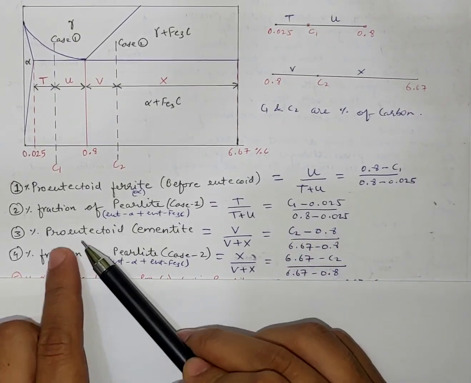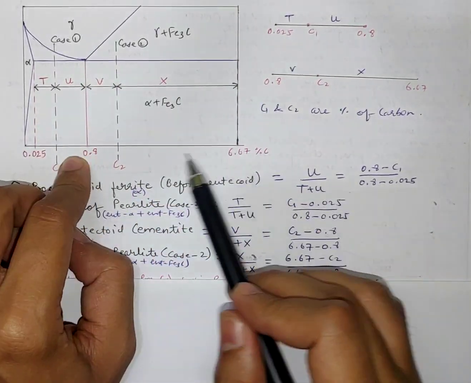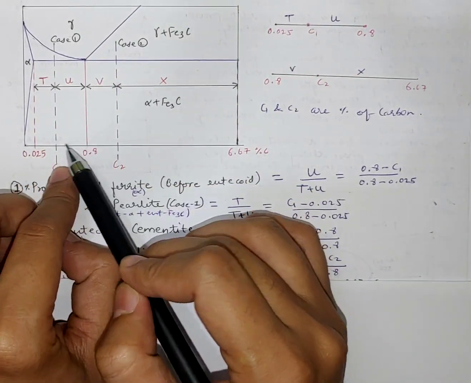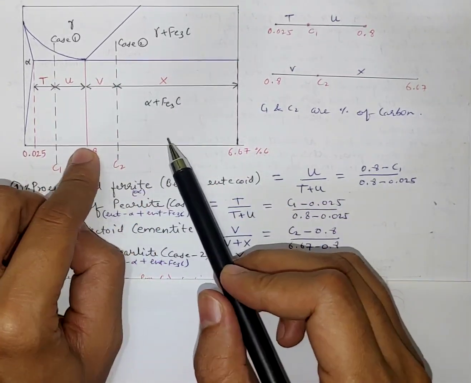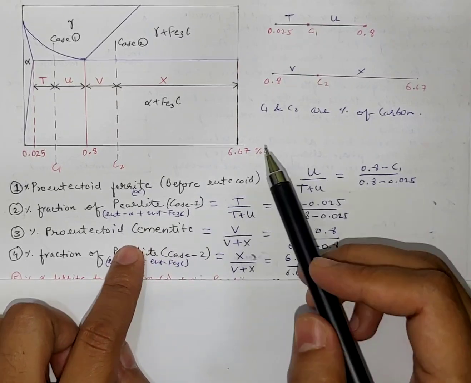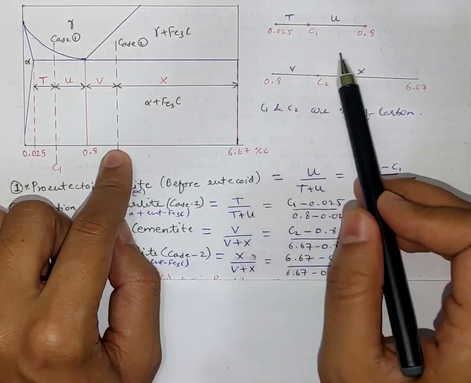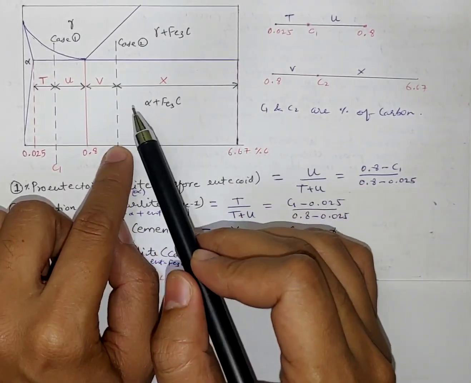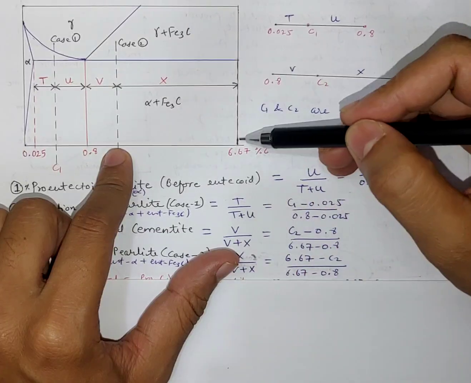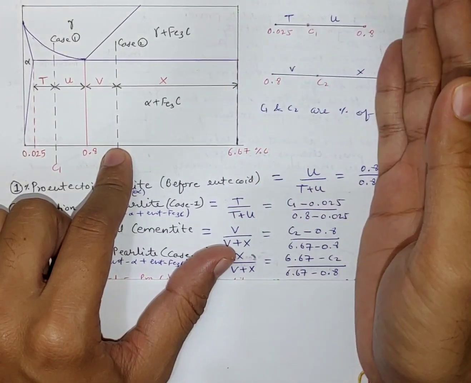If we asked about proeutectoid cementite, we have to consider this region, because here proeutectoid ferrite is present, and here proeutectoid cementite is present. So proeutectoid cementite is on this side of the line, and pearlite is on the left side of this line in the composition. After 6.67 percentage carbon there will be pure cementite.